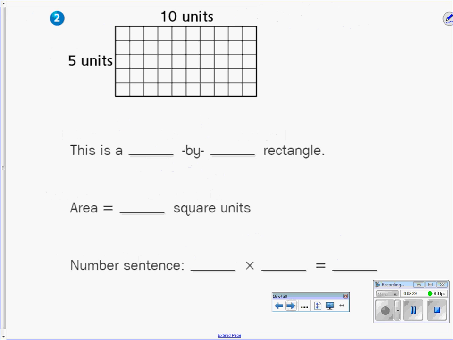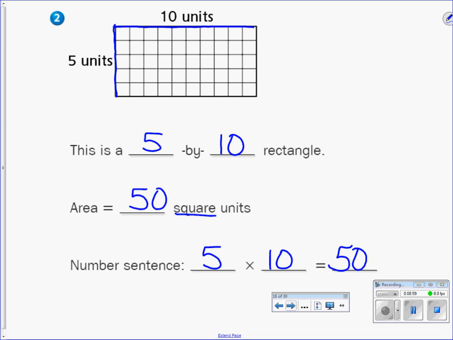All right, the next one, we have 5 rows right here, and we have 10 units in each one. So this is a 5 by 10 rectangle. All right, and my number sentence would be 5 times 10, and this one's a pretty easy one because we can just skip count by 10s or 5s in this case. So our square units would be 50 square units because I'm doing area. Okay, that one was pretty easy.